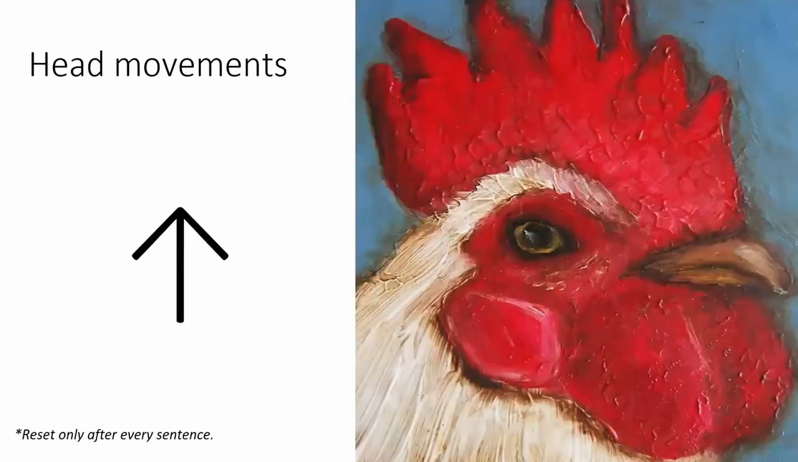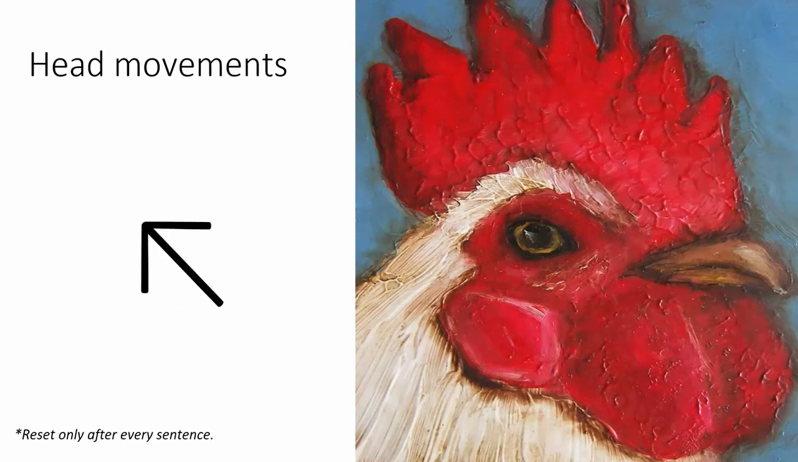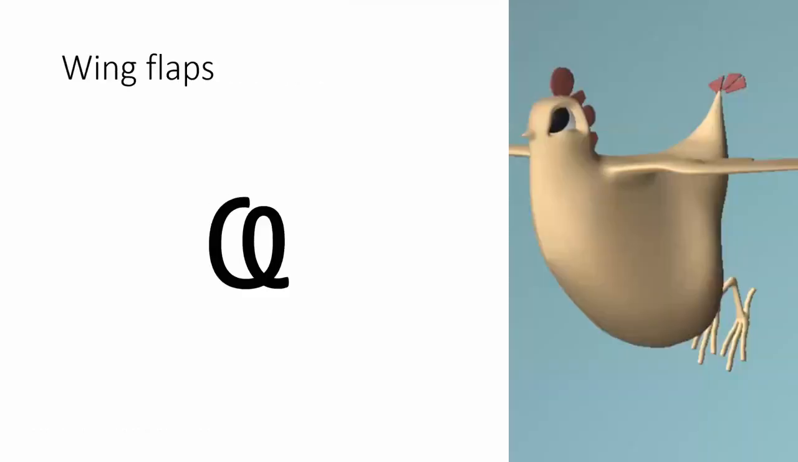Then there's the not sound based word building blocks. Head movements have 8 possible variations: up, down, left, right, forwards, backwards, clockwise, and counterclockwise. And lastly, wing flaps can be downwards, round forwards flaps, and round backwards flaps.